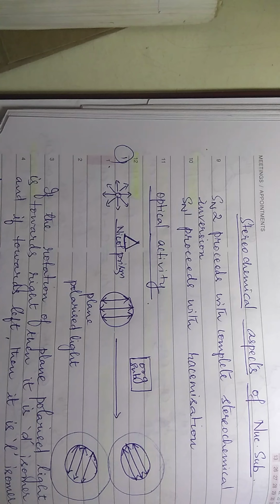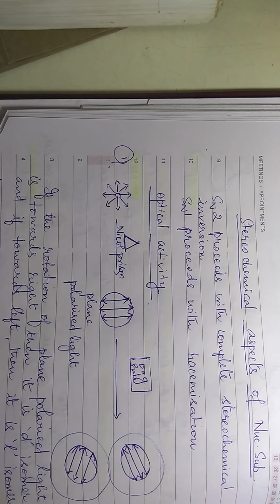Now let us see, children, stereochemical aspects of this nucleophilic substitution. We saw briefly what are the different types of reactions that alkyl halides give. Let's go into details of nucleophilic substitution. Now we saw about SN1 and SN2 reactions. SN2 proceeds with complete stereochemical inversion, whereas SN1 proceeds with racemization.